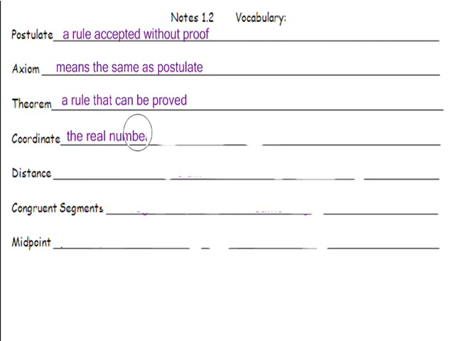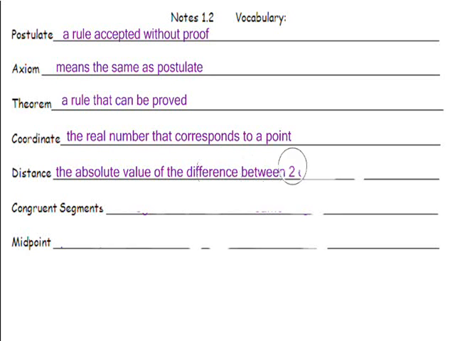All right, let's talk about coordinates. Coordinates are the real numbers that correspond to a point. We can be talking about a coordinate on a number line or a coordinate on a coordinate plane, you know, that xy value that corresponds to a point. Then we have distance. Distance is the absolute value of the difference between two coordinates. And the reason why we say absolute value is because distance is always positive. So very important to know that, especially later on in class.